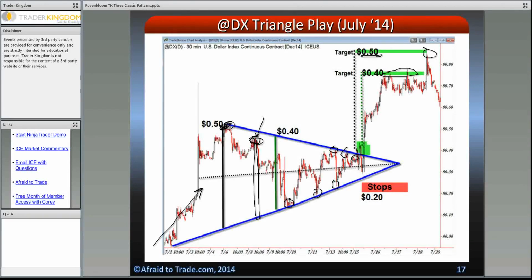Lee's asking, what are the smallest time frames to use these on? I've done triangles on the 1-minute ES futures.